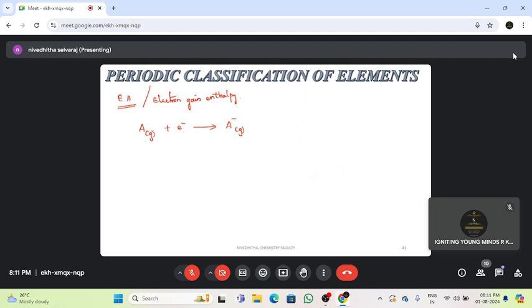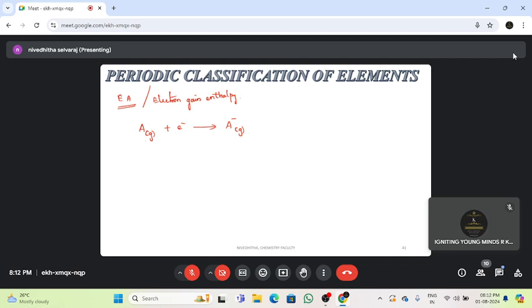Now, this atom, after gaining one electron, will release a particular amount of energy. That particular amount of energy is called electron gain enthalpy. If an isolated gaseous atom gains one electron, it will release a particular amount of energy called electron gain enthalpy. If electron affinity is more, then the atom will release more energy, so electron gain enthalpy will also be more. But electron gain enthalpy is the amount of energy which is getting released.